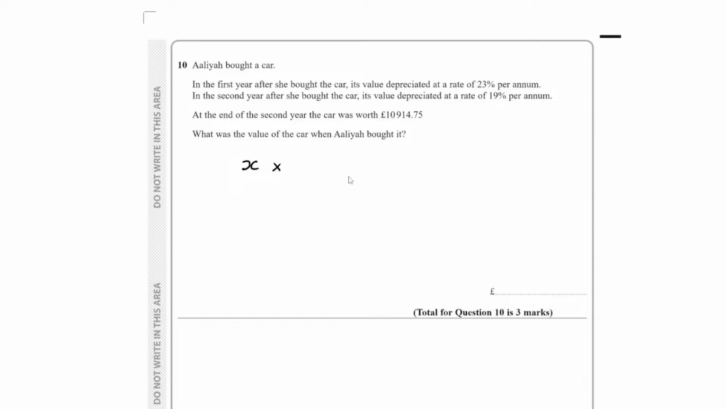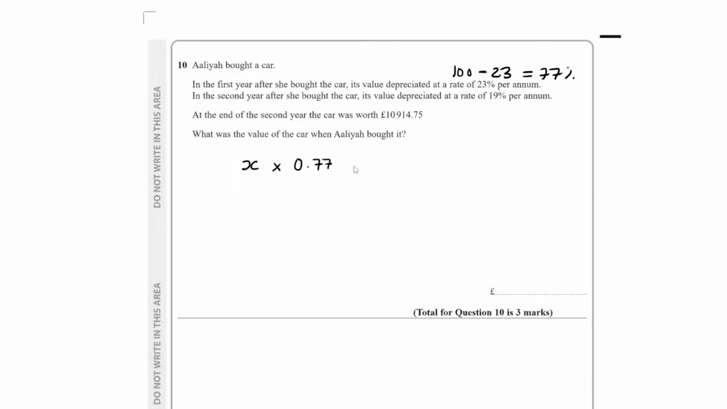So if I think about my multiplier, think about the question we just did earlier. She increased by 3%, or she increased by 1.5%. So we did 100 plus 3%, didn't we? In this case, it's now 100 minus 23 because we're going down, we're reducing, we're losing value. So that would be 77%, wouldn't it? So my multiplier is 0.77. That will automatically take off 23%.